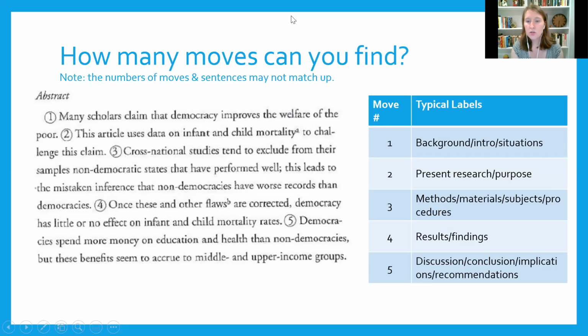All right, so can we find an example of move number 1? Okay. So is there an example of any background or introduction information? And if so, what sentence can you find it in?